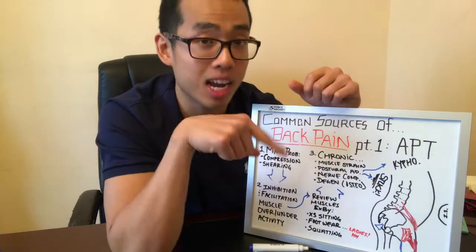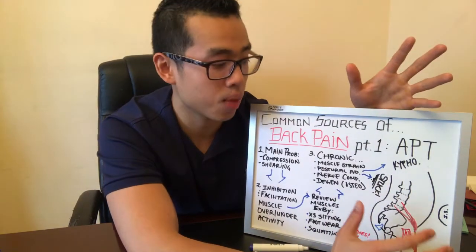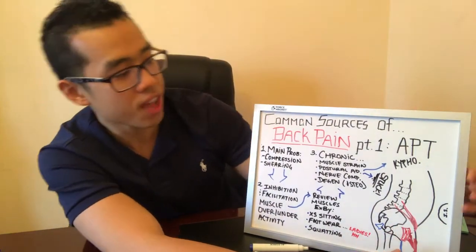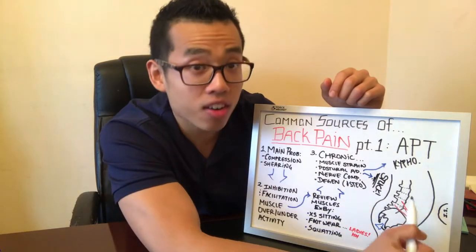And if you're more inclined to have an anterior pelvic tilt, then it just makes your anterior pelvic tilt worse. And then also, what I want to get into now is the underactive muscles.